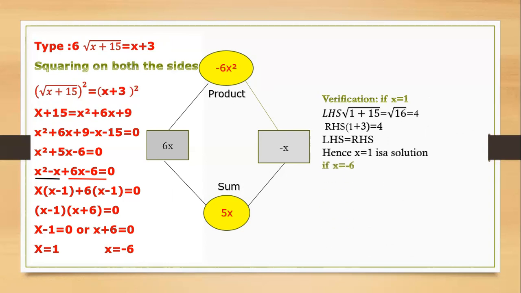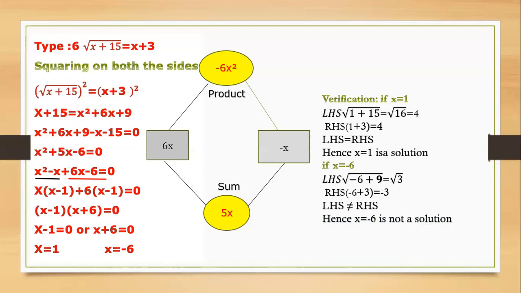Now let us use the next one. If x is equal to minus 6, what will be LHS? Square root of minus 6 plus 9 is equal to square root of 3. RHS will be minus 6 plus 3, which is equal to minus 3. So square root of 3 is not equal to minus 3. So LHS is not equal to RHS. Therefore, x equal to minus 6 is not a solution. So our solution set contains only one number, that is 1. Hope it is very clear for everybody. This verification has to be done if there is a square root in the given question.